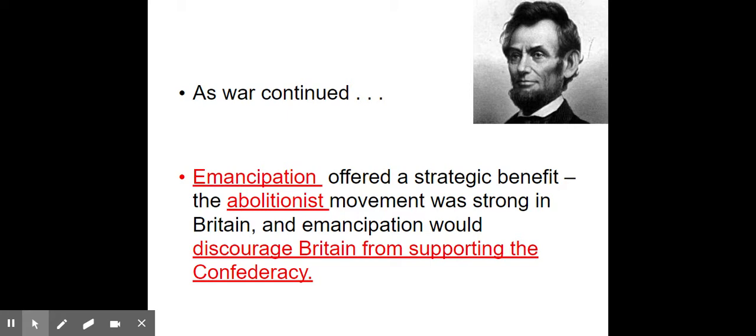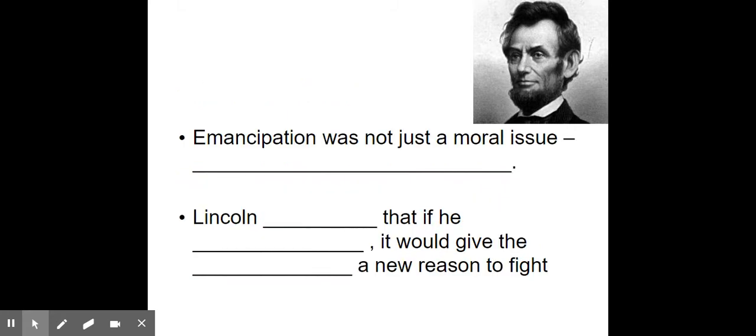Number two, not only is it strategic, but it is also a weapon of war. Okay, like I said, Lincoln believes it's a moral issue. I'm now beginning to see I need to do something, I need to get rid of it, but it's also strategic and it's a weapon of war. Number one, if we free the slaves, who are they going to fight for?